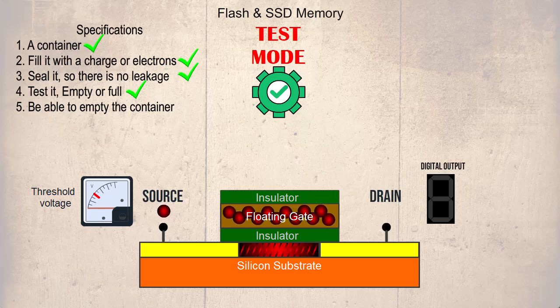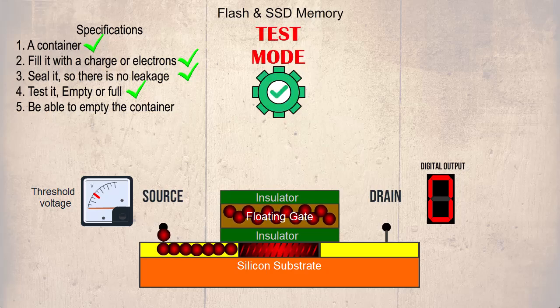Again, we shall be using the threshold voltage. Remember, this is the minimum voltage we can use to make the electrons cross over from the source to the drain. Because the floating gate now holds a negative charge, the electrons cannot cross over from the source to the drain. This means the digital output is now 0.